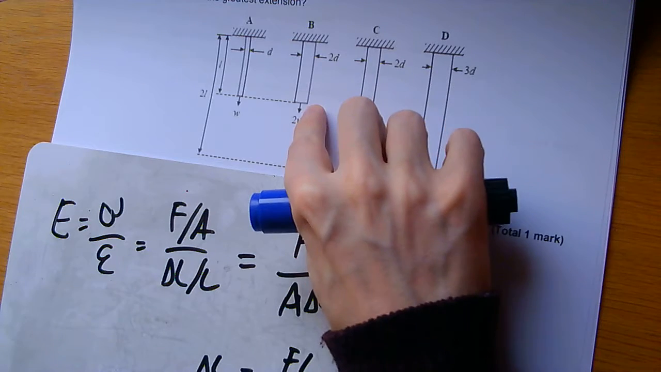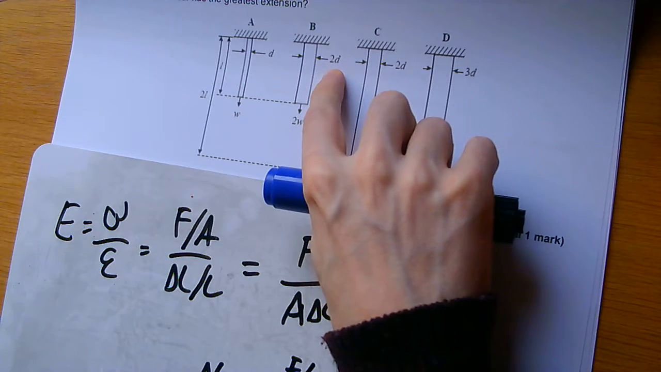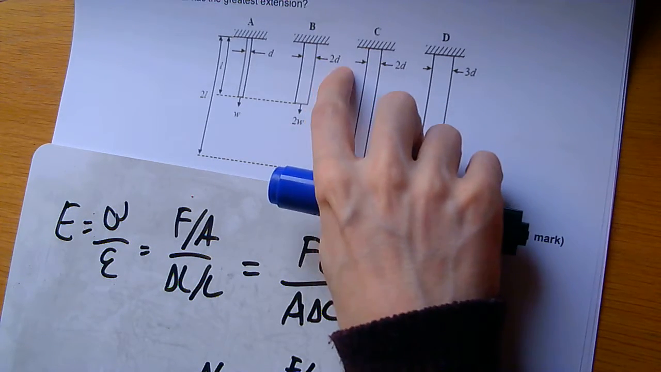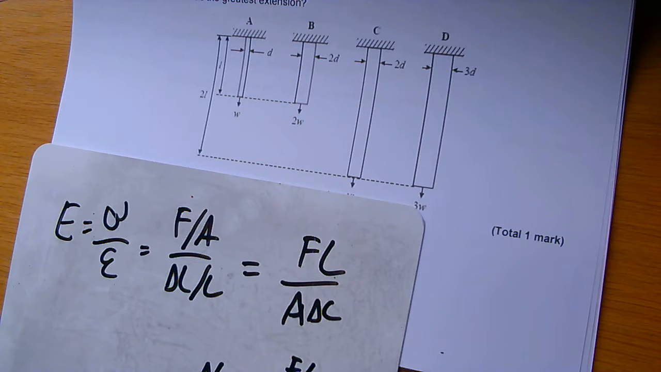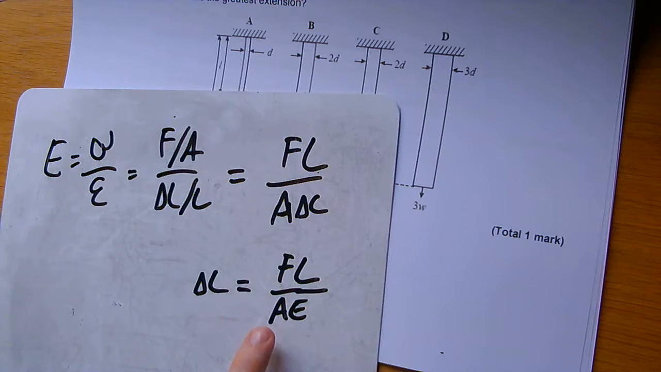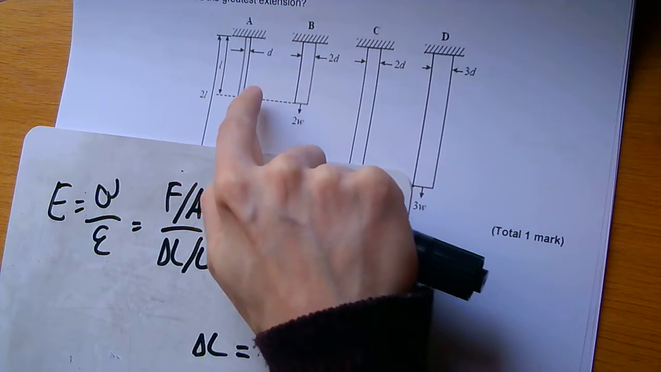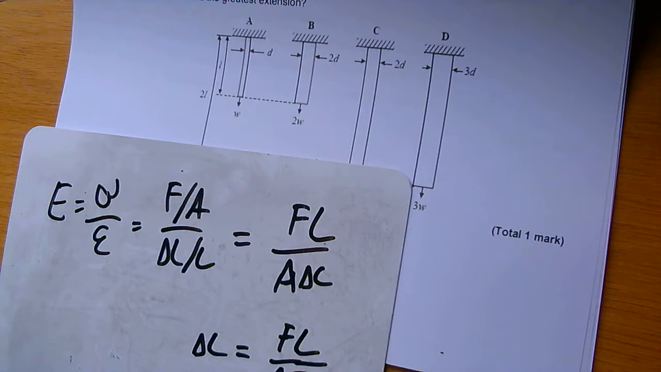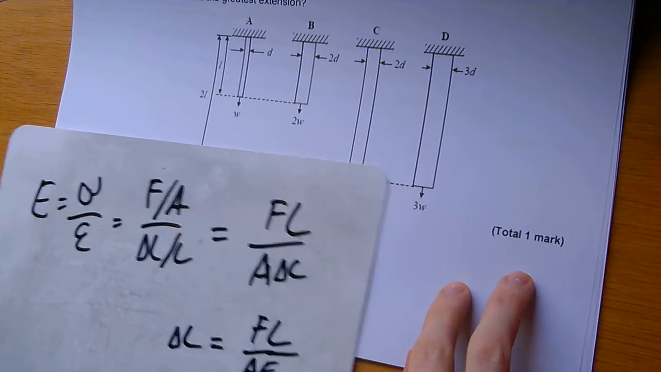This one here, twice the force, because we've got 2W, but if the diameter is twice as big, we're going to have 4 times the area. So if this F gets twice as big, but the area gets 4 times as big, then the overall extension is going to be less. In fact, this is going to stretch half as long as this one does. Let's use the same logic to work out C and D.